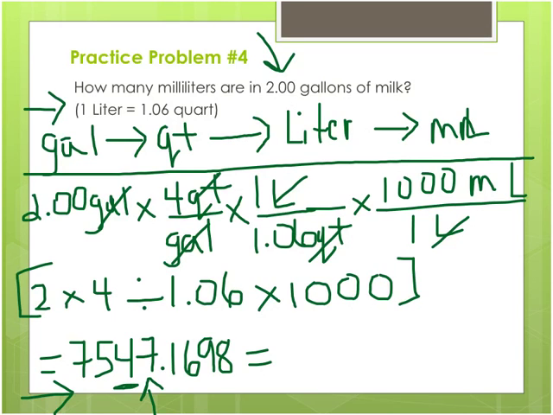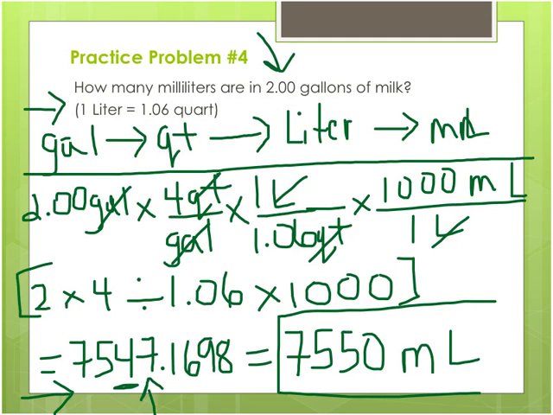So our answer is going to be 7,550. And then our unit is milliliters. Please resist the urge to put in a decimal point, because if you were to put in a decimal point, all of a sudden that number would have 4 significant figures instead of 3.